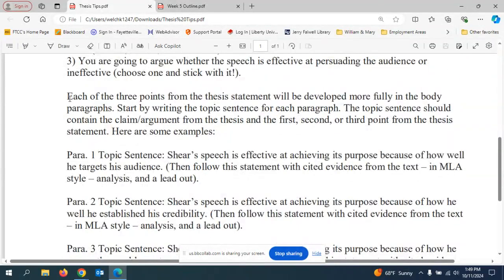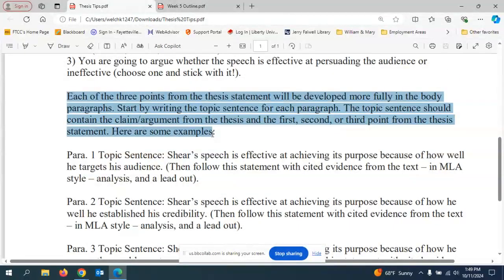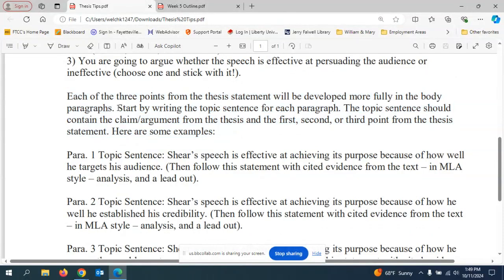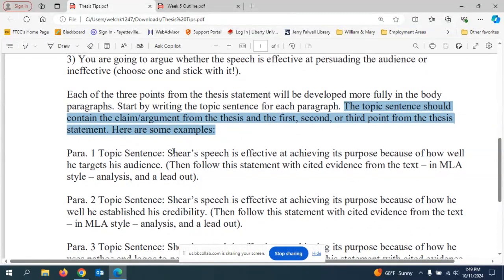Again, each of the 3 points from the thesis statement will be developed fully in a body paragraph. After you've written your thesis statement, you should start by writing the topic sentence for each paragraph. So the topic sentence is going to contain the claim or argument from the thesis and the first, second, or third point from the thesis statements. So here's an example.